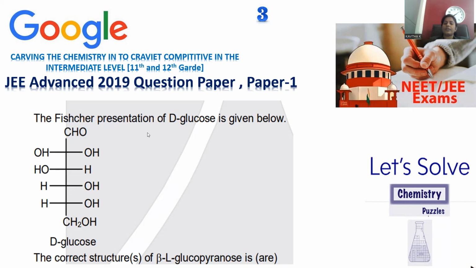Fisher projection is said to be a two-dimensional representation. Horizontal lines will be there, vertical lines will be there, right? Only by using this kind of projection, it is possible to locate functional groups in the molecule. This is the Fisher projection formula and where D-glucose is given. This is a D-glucose, right?